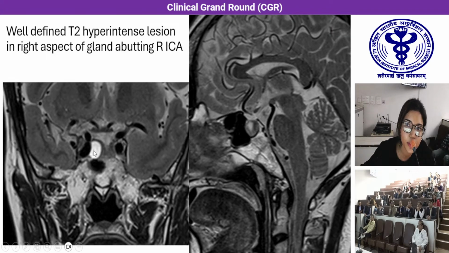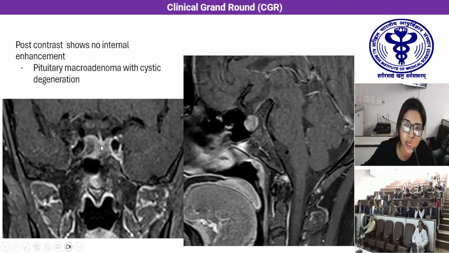On T2 images, we can appreciate a hyperintense lesion on the right side of the gland with a hyperintense rim, which on dynamic contrast images is not showing any contrast enhancement compared to the rest of the pituitary gland, because adenoma shows delayed enhancement. So this was a pituitary macroadenoma with cystic degeneration.